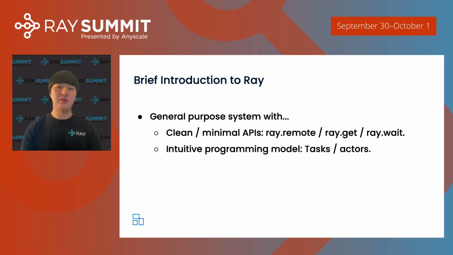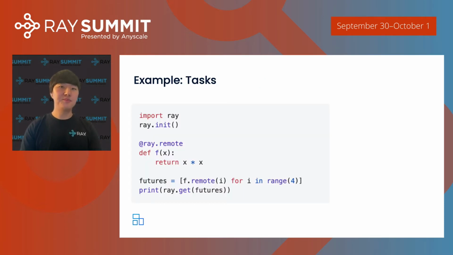Ray is a general purpose distributed system that makes it easy for developers to build distributed applications. It provides clean and minimalist APIs such as ray.remote, ray.get, and ray.wait. It is also built around very intuitive programming models, tasks and actors, which correspond to Python's functions and classes. Let's see an example.